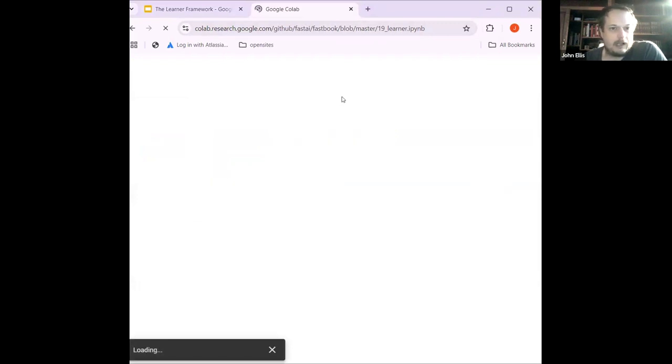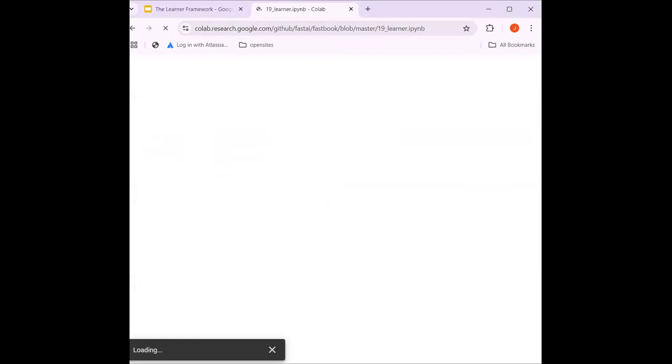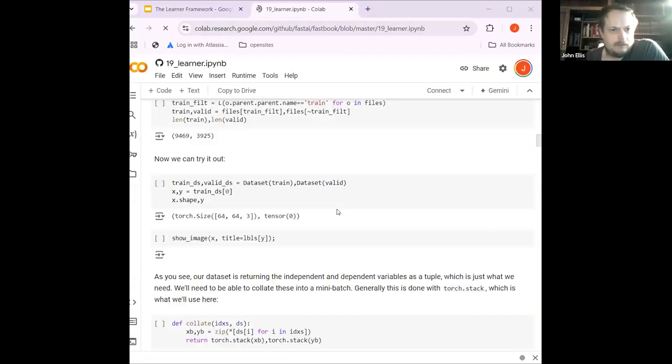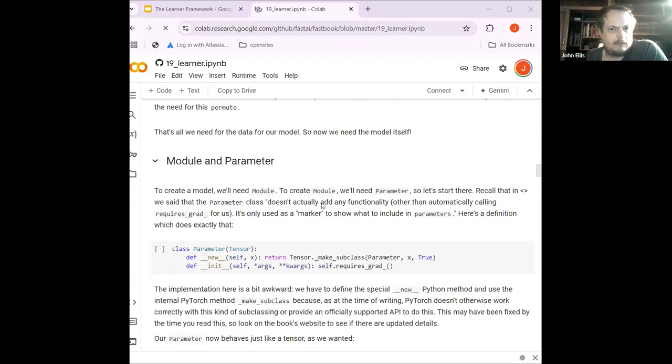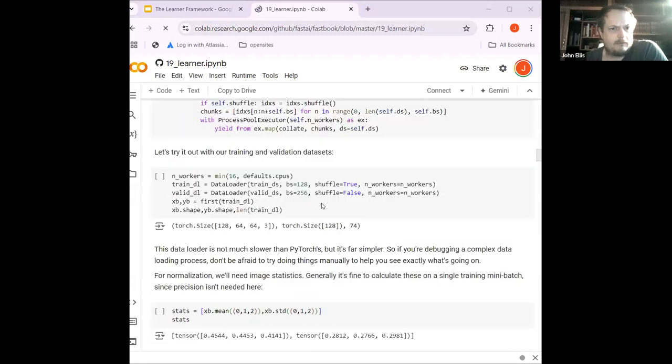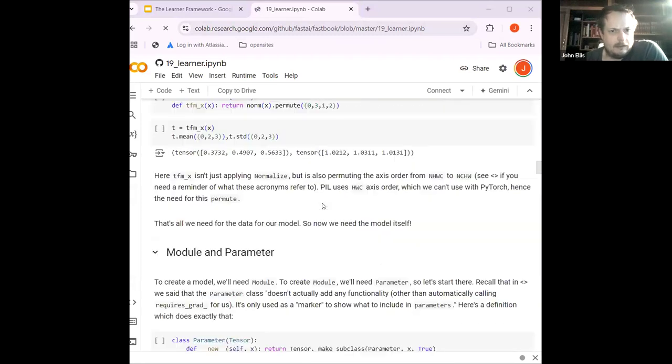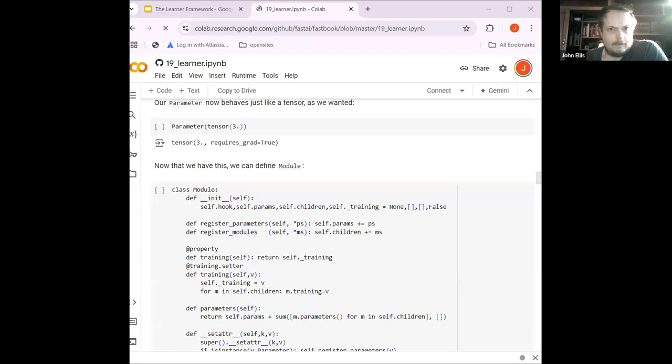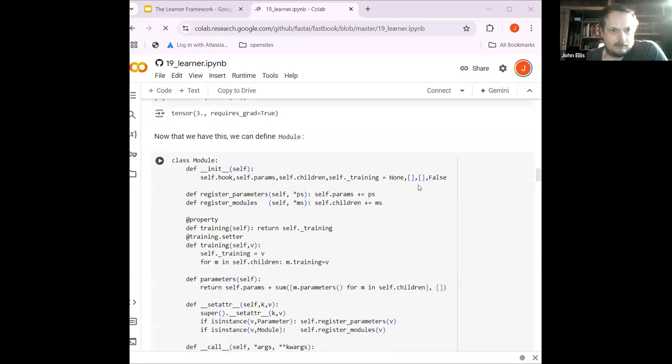Otherwise, we can kind of walk through this one, but this one does talk through pictures rather than actually looking at, isn't this the actual one? 19 learner? So this one goes through a different data set that, as far as I could tell, was about from pictures. It's moving a little slow on me.